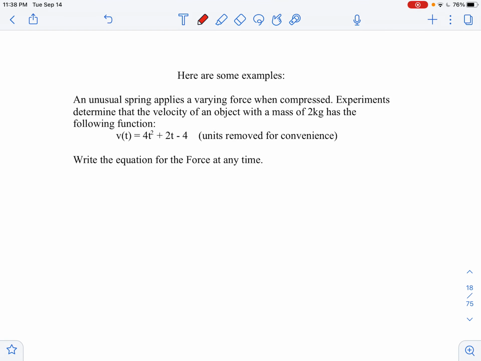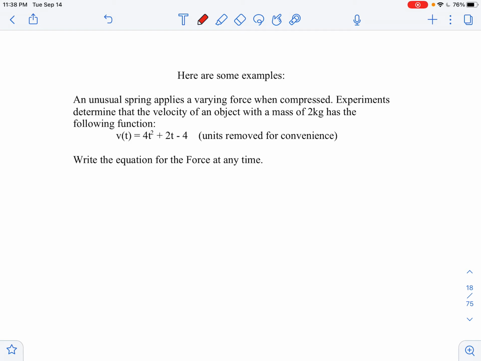All right, let's do another one. An unusual spring applies a varying force when compressed. So this is not a Hooke's law spring. Experiments determined that the velocity of an object with a mass of 2 kilograms has the following function. So I have a velocity function, and it says write the equation for force at any time.